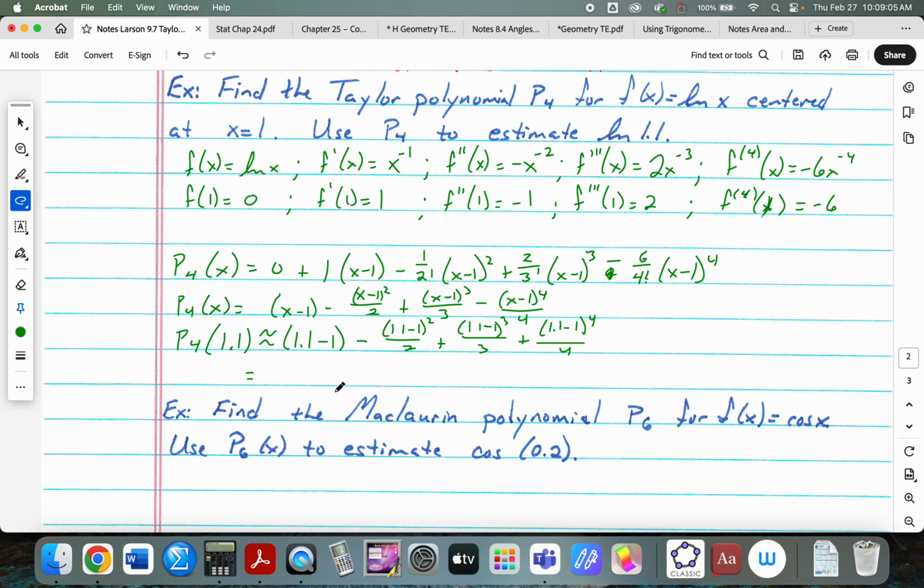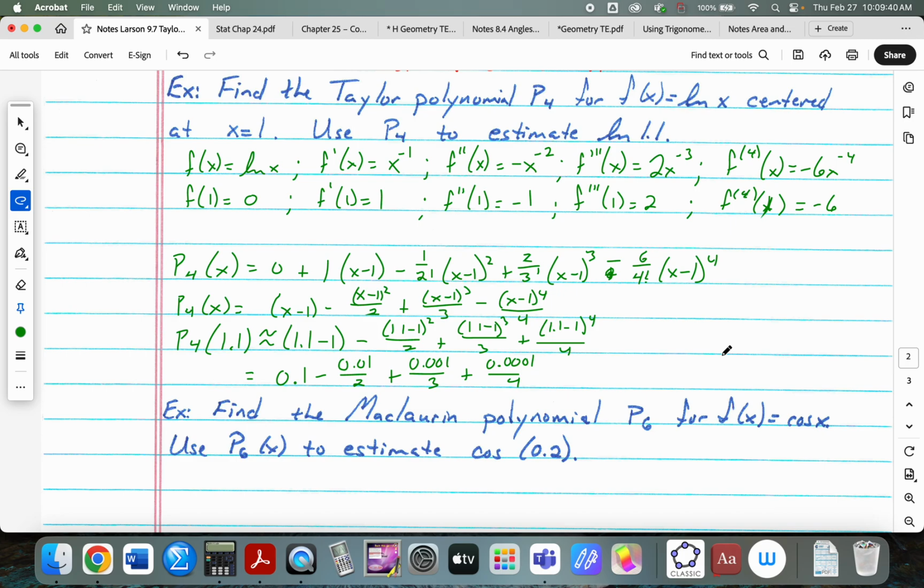If this is the AP exam, it's all numeric. You're welcome to leave it. I'm going to go ahead and see if I can simplify this a little bit. So this is going to be 0.1 minus 0.01 over 2 plus 0.001 over 3 plus 0.0001 over 4.